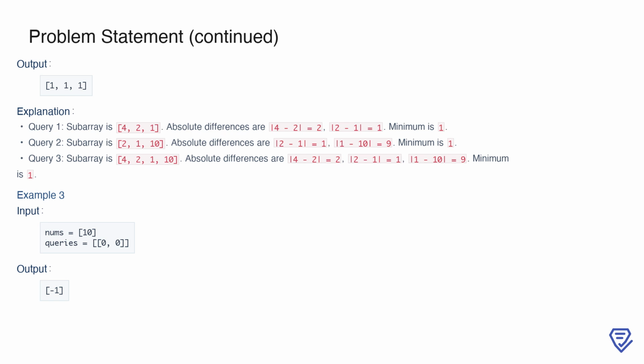For the third query, the subarray is [4, 2, 1, 10]. The absolute differences are |4 - 2| = 2, |2 - 1| = 1, and |1 - 10| = 9. The smallest value here is 1. Hence, the output for this example is [1, 1, 1].